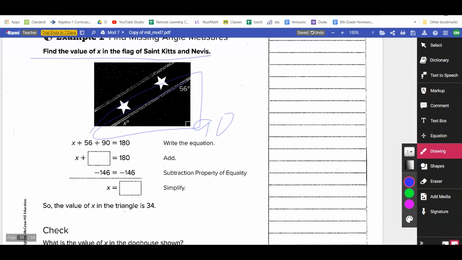So, I want you to find the value of the x and the flag of St. Kitts and Nevis. I don't know what that flag is about.